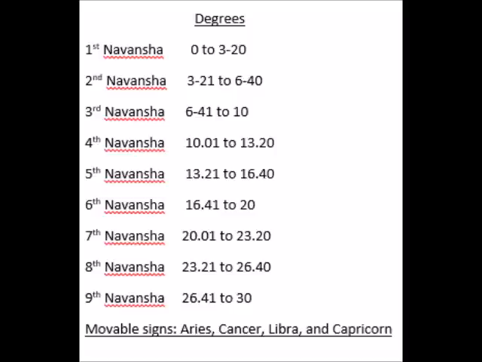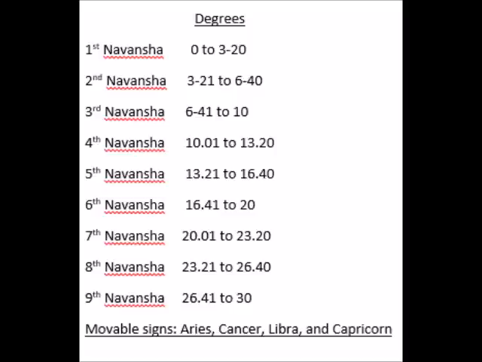So we know that this is the first Navansha, as per what you see on the screen, because until 3 degrees and 20 minutes is the first Navansha. So technically we should place Jupiter also in the sign of Cancer in the chart of Navansha, or in the Navansha chart.